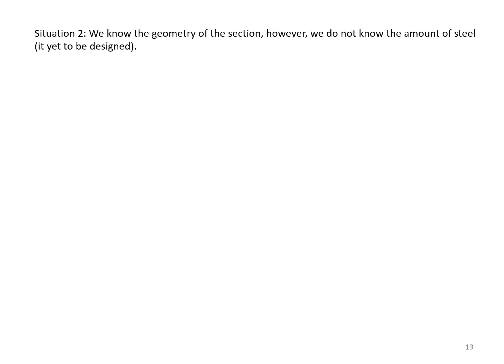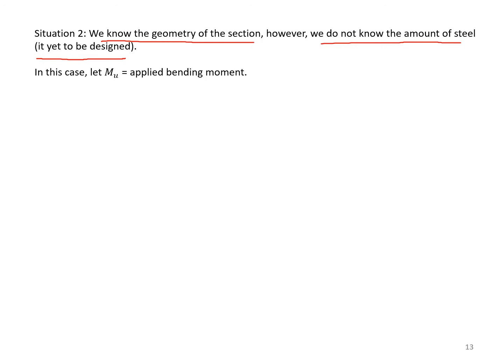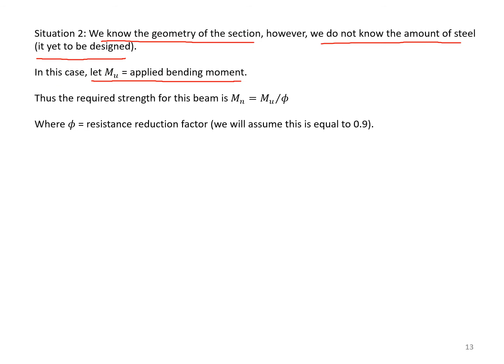Situation 2. We know the geometry of the section, however, we don't know the amount of steel. It is yet to be designed. So how do we know whether A is smaller than T or larger than T? In this case, we know M sub U, which is the applied bending moment, which is obtained based on a structural analysis with load factors included. Therefore, the required strength for this beam is Mu divided by phi, where phi is the resistance reduction factor, and at this point we can assume it is equal to 0.9, which is usually the case.